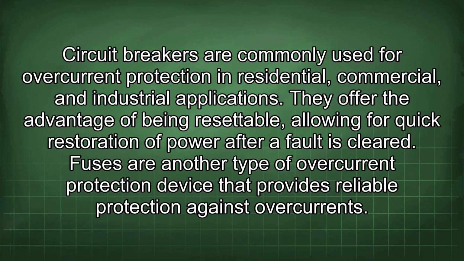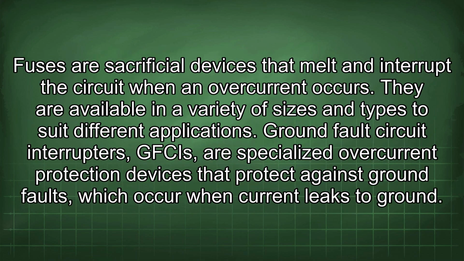Circuit breakers are commonly used for overcurrent protection in residential, commercial, and industrial applications. They offer the advantage of being resettable, allowing for quick restoration of power after a fault is cleared. Fuses are another type of overcurrent protection device that provides reliable protection against overcurrents. Fuses are sacrificial devices that melt and interrupt the circuit when an overcurrent occurs. They are available in a variety of sizes and types to suit different applications.